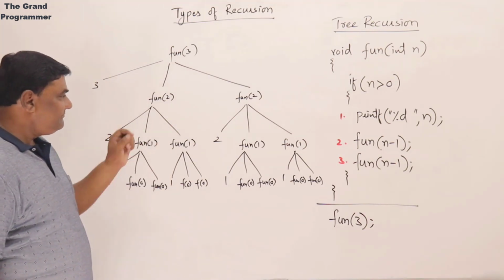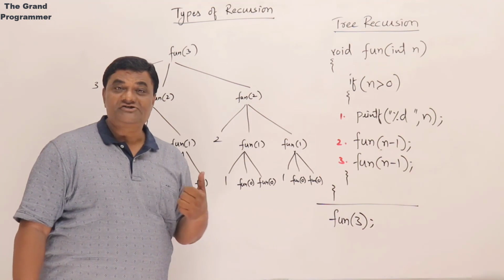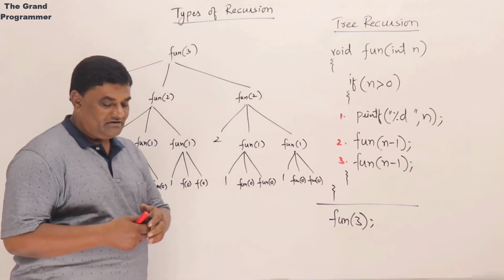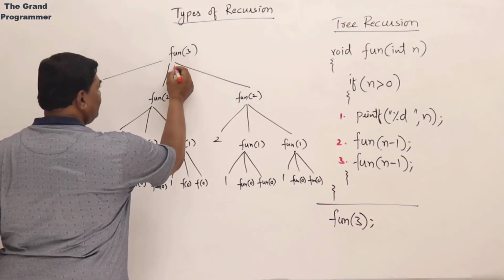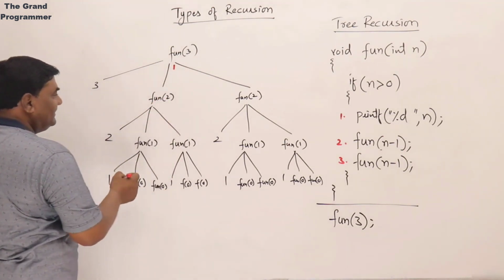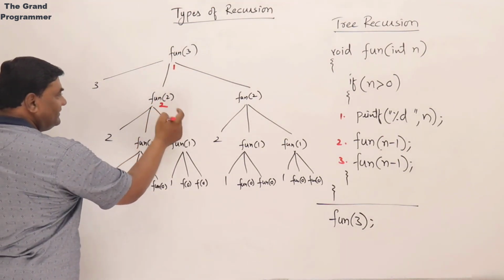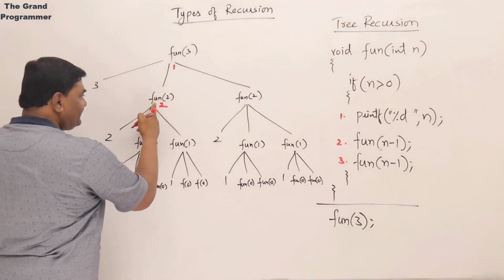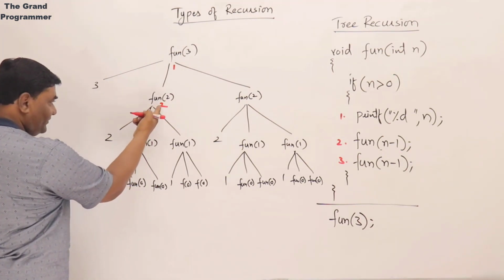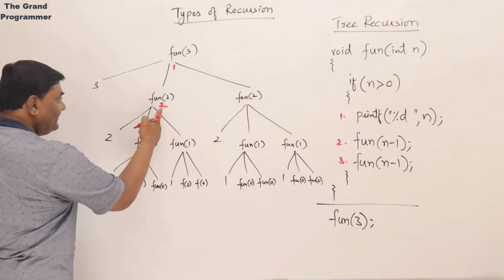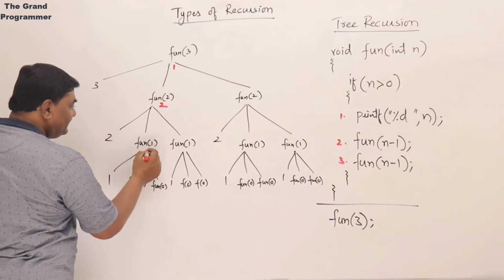Now first of all, let me label the calls in the order in which they are called. See, the first function call is this one, 1. Then the second call. This will be done once this has finished. It has to finish. So under that there are 3 things again. So second call, printing is done. Then third call.